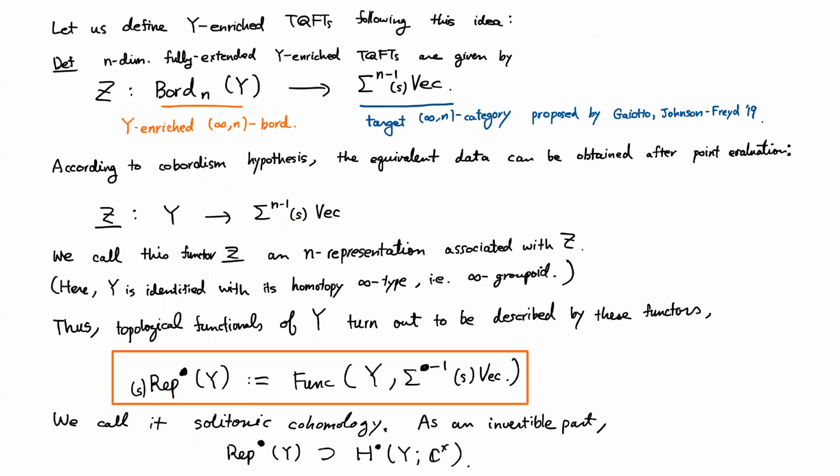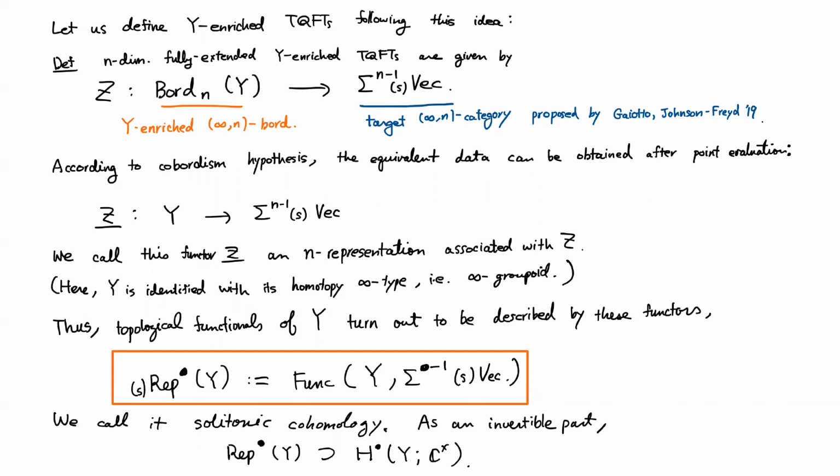And we follow this idea to classify solitonic symmetry generators. So first, let us define Y-enriched TQFTs following this idea. We consider n-dimensional fully extended Y-enriched TQFTs given by symmetric monoidal functors from the Y-enriched n-bordism category to a target n-category. And here, following the proposal by Gaiotto and Theo Johnson-Freyd, we take a specific target n-category given by the repeated Karoubi completion of the vector category.